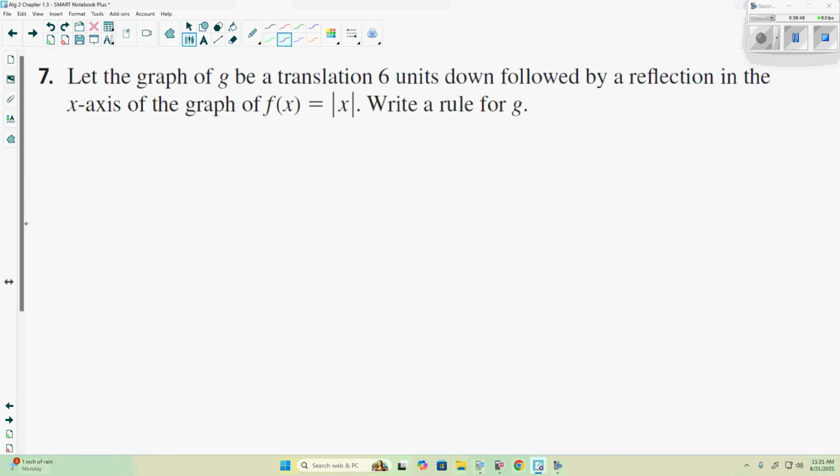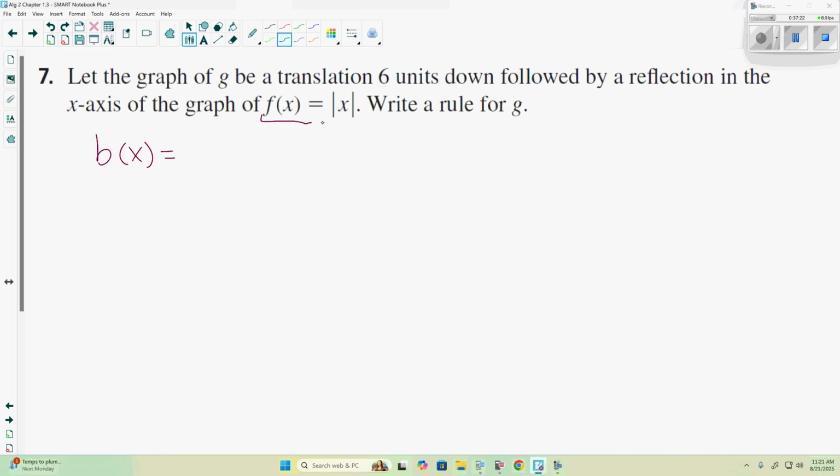Let the graph G be a translation 6 units down, followed by a reflection in the x-axis. We want to do these in the set order that we have. Now, the naming doesn't matter. f of x, g of x, h of x, q of x, z of x. We just need a way to name it. So give me a letter to start with. B. B of x is what we're going to call this first transformation, because our first one is going to be 6 units down. Vertical translation.